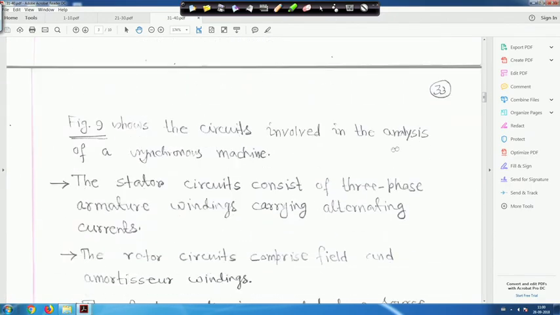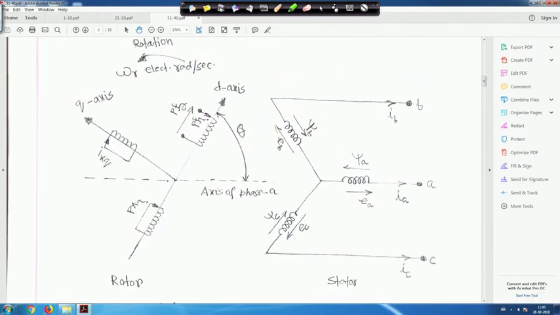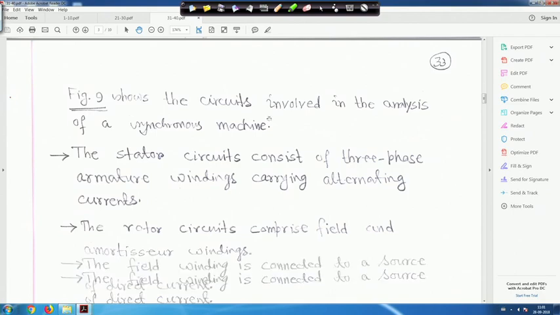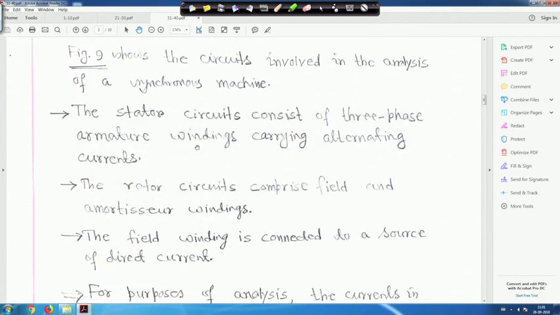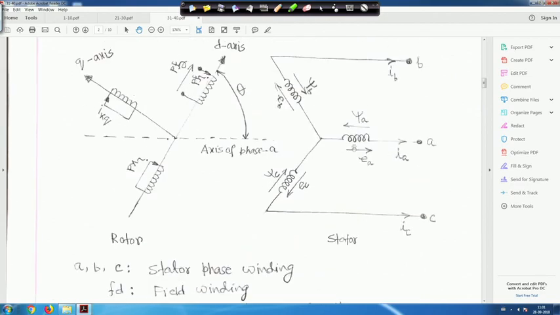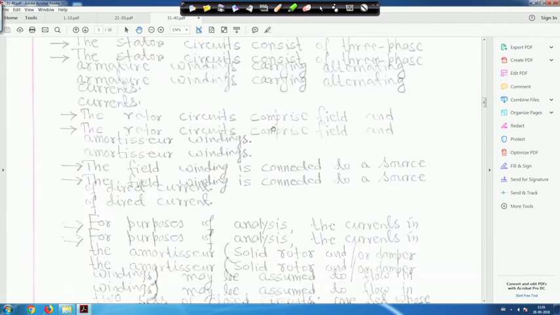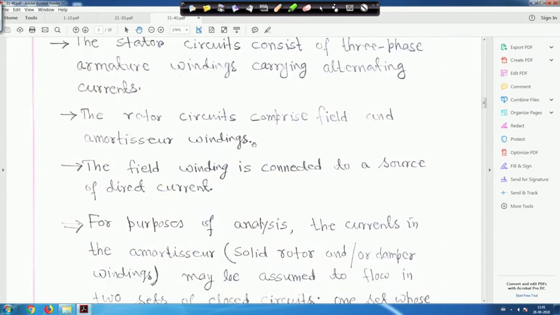Therefore, figure 9 shows the circuit involved in the analysis of a synchronous machine, and from this circuit only we will write all these equations. After that, slowly we will develop the block diagram representation. The stator circuit consists of 3-phase armature windings carrying alternating current, IA, IB and IC in 3 different phases. The rotor circuits comprise field and armature winding.